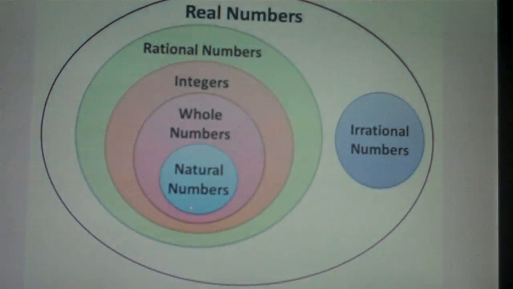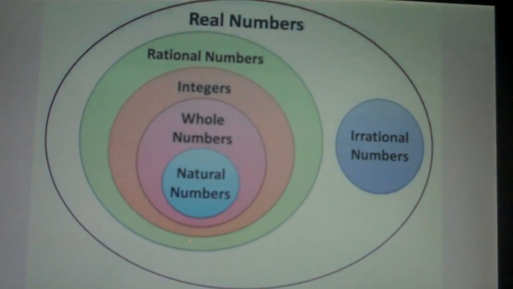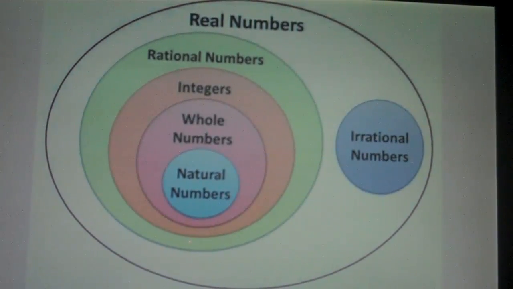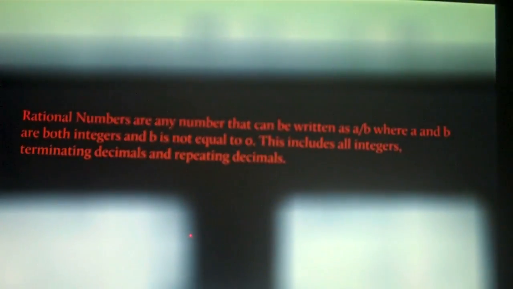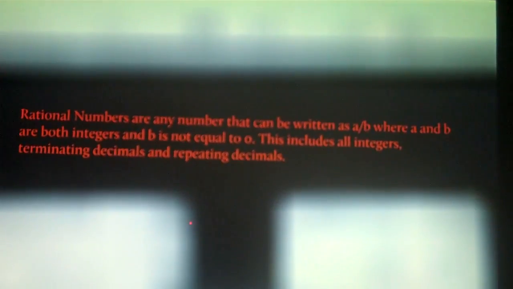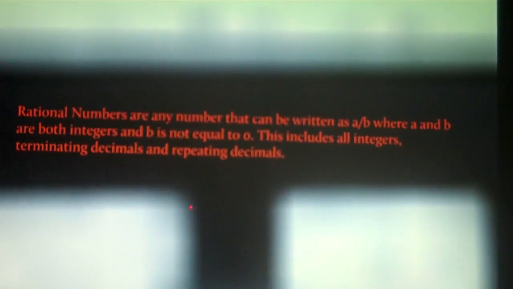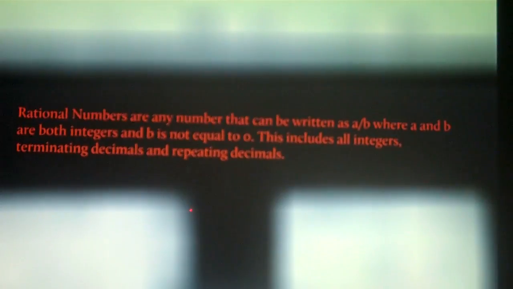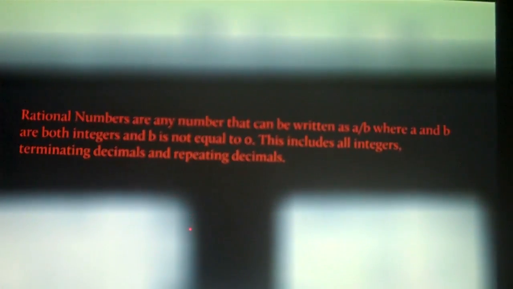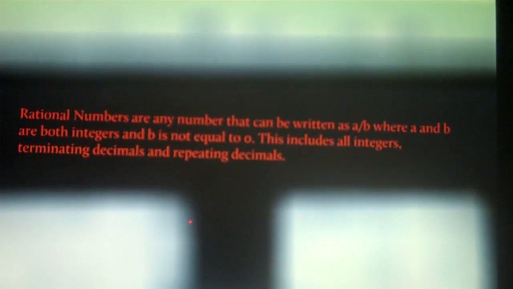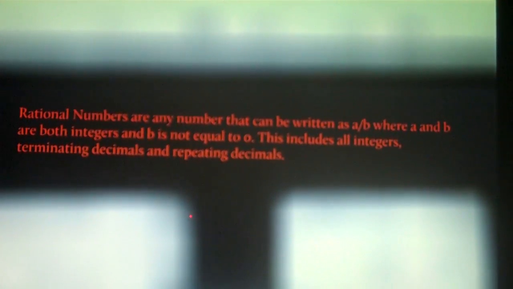Okay, and as we go further out, rational numbers. Rational numbers, as you can see by the diagram, includes all integers, whole numbers, and natural numbers, but it also has some other numbers. The definition of it is that it can be written as A over B, meaning a division problem or a fraction, where A and B are both integers. B cannot be equal to 0. That would take me a long time to explain, and we might do that in class if we have time.